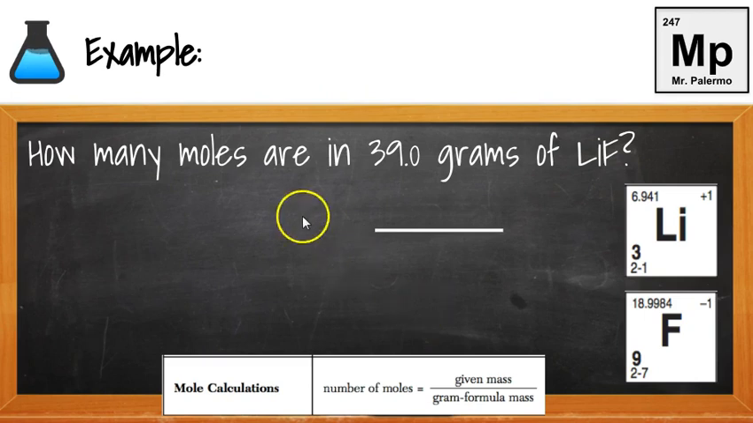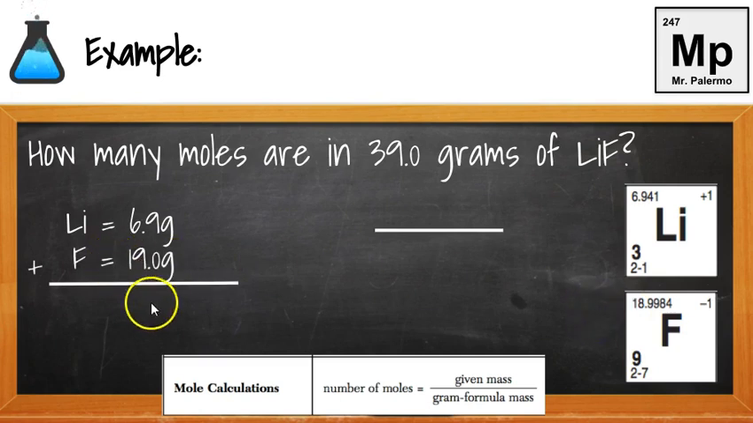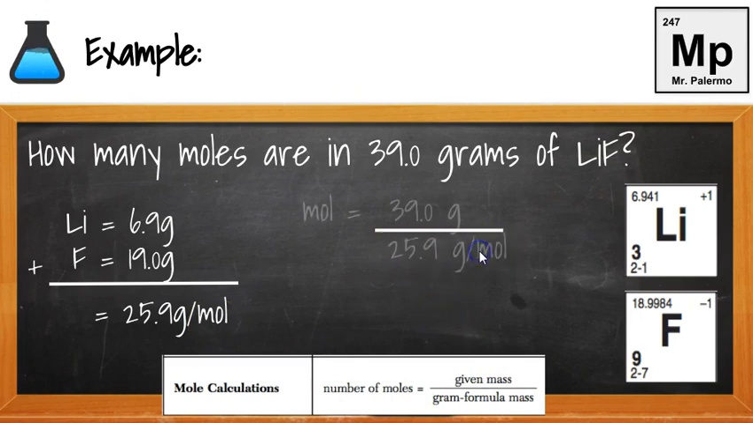So for example, if we want to know how many moles are in 39 grams of lithium fluoride, I first have to look up the mass of lithium. To nearest tenth is 6.9. The mass of fluorine is 19.0, rounded to nearest tenth. And when I add those together, that gives me the gram formula mass, or molar mass, which is 25.9 grams per mole. That's the gram formula mass. That's going to go in my denominator.